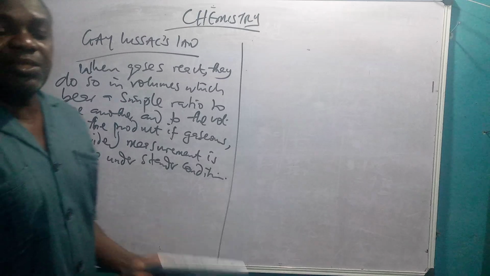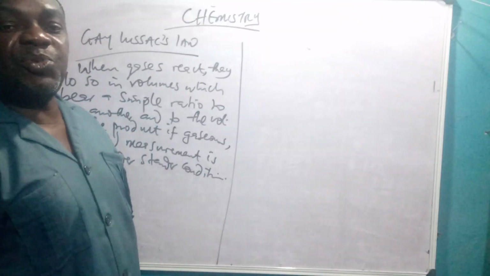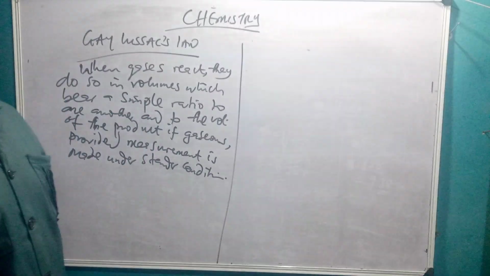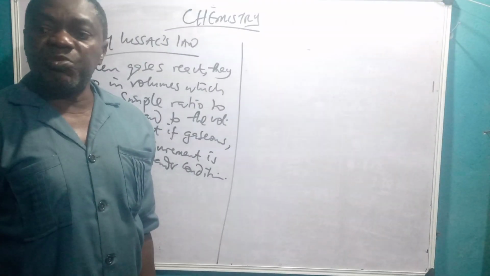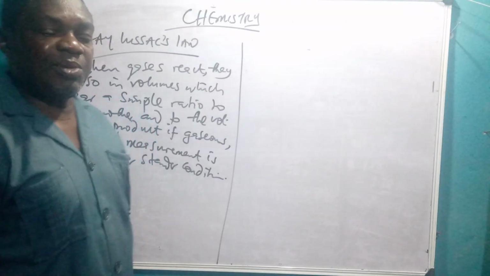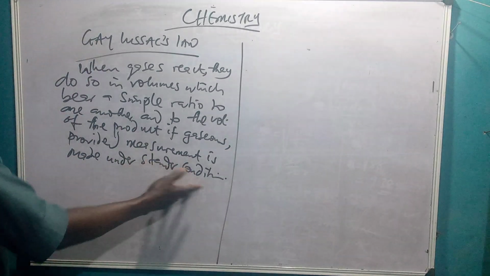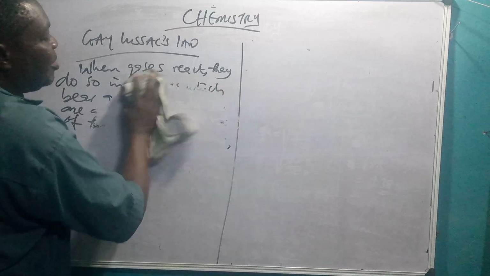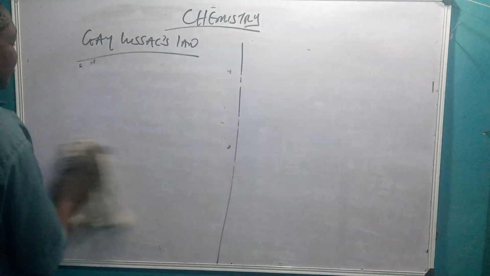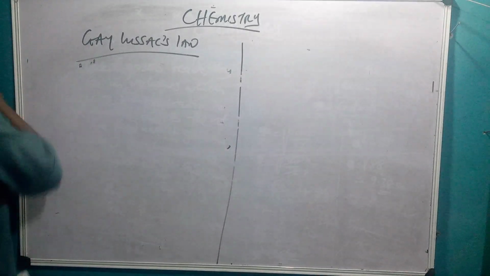When gases react, they do so in volumes which bear a simple ratio to one another, and to the volumes of the products if gaseous, provided measurement is made at a constant temperature and pressure. So that is a standard condition. Any person can easily memorize the law, but let's have a look at some calculations under Gay Lussac's law.